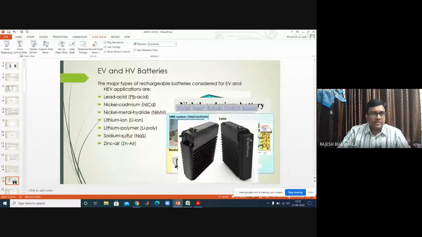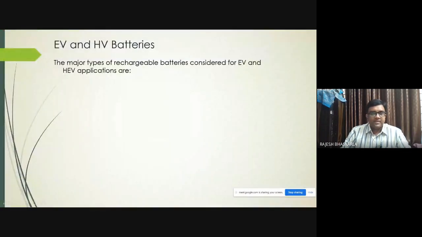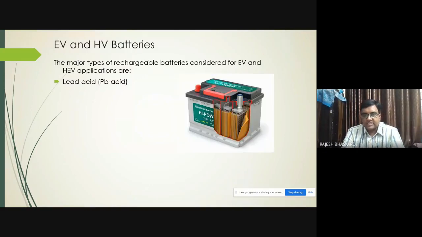Now we are going to discuss different types of batteries that are used in electric vehicles and hybrid vehicles. The first one, as we discussed earlier, is the lead acid battery. Generally you will find lead acid batteries in cars, two-wheelers, and inverters. Even today we use lead acid batteries in most applications. They are used for ignition in two-wheelers and four-wheelers, and in inverters to store the DC supply.